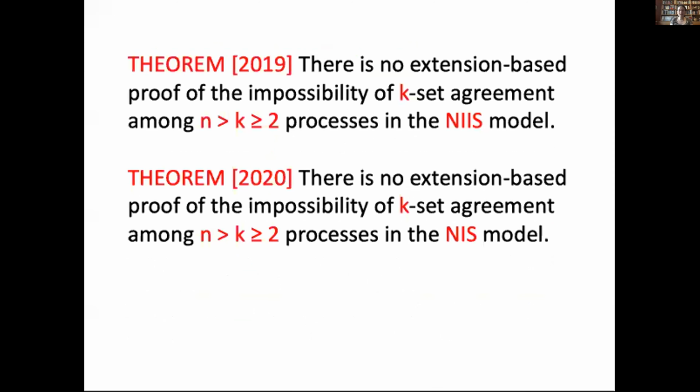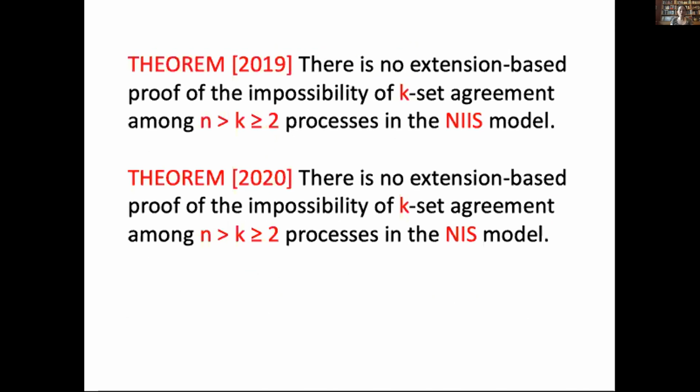In our STOC 2018 paper, we proved that there's no extension-based proof of the impossibility of k-set agreement among more than k processes in the non-uniform iterated immediate snapshot model. Since then, we've proved the same result in the non-uniform iterated snapshot model, i.e. not immediate snapshot. Both of these models are computationally equivalent to the asynchronous shared memory model, where processes communicate by reading from and writing to shared registers, in the sense that any task that can be solved by a wait-free algorithm in one of these models can be solved by a wait-free algorithm in the other two.